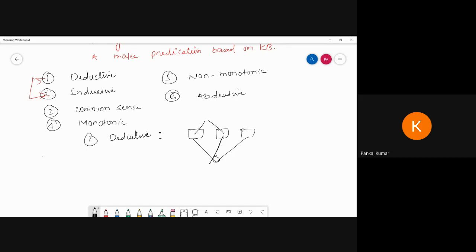So deduce new information from logically related known information. So that is important. So we can say that deducing new information from logically related known information.